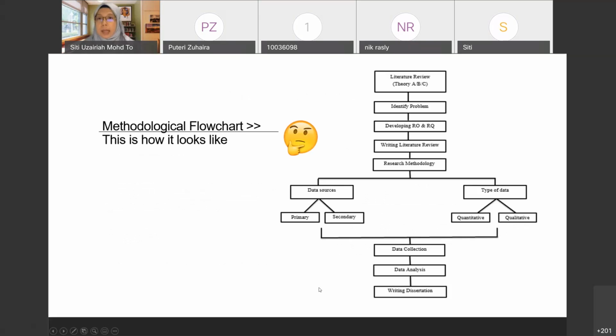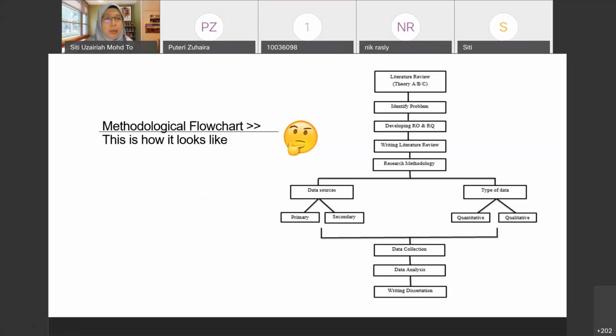Okay, next. If you are a non-academician or not a student, you might look at this diagram as very scary, because there is a lot of flow that you need to understand. It looks scary, but it's not. Okay, it starts, like I say, with literature.